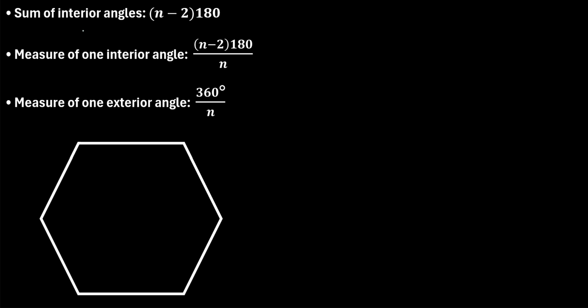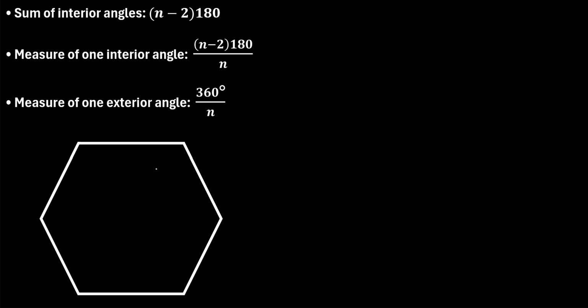The first is that the sum of the interior angles of a regular polygon can be calculated as n minus 2 times 180, where n is simply the number of sides of the polygon. The measure of one interior angle can be calculated using n minus 2 times 180 divided by n, again where n is the number of sides. And the measure of one exterior angle is just 360 degrees divided by n, again where n is the number of sides. Let's check out a couple examples.